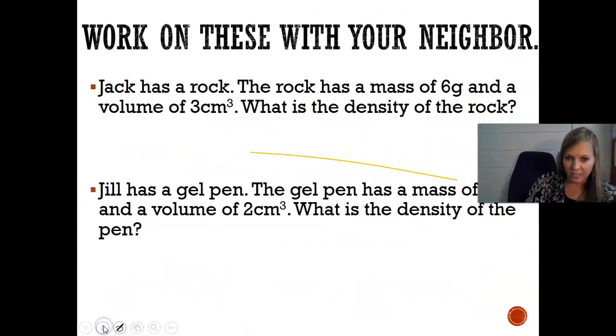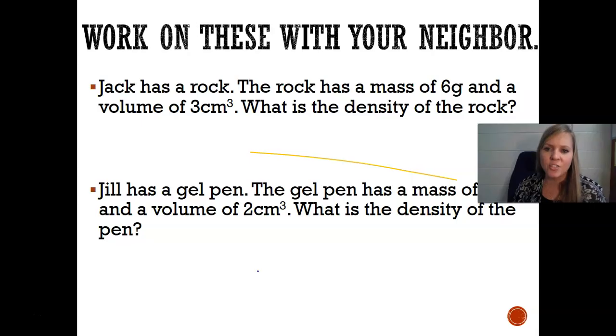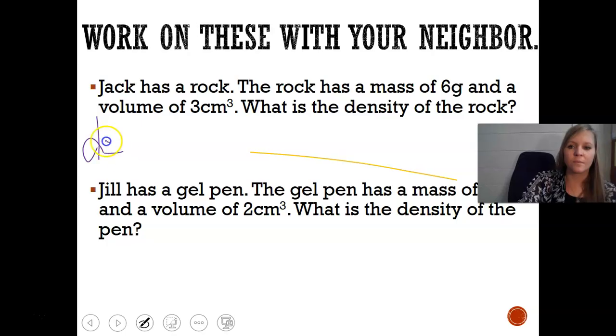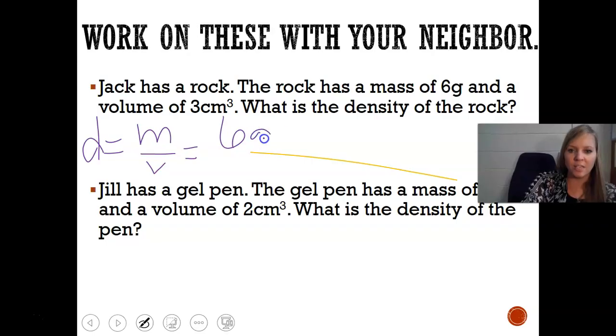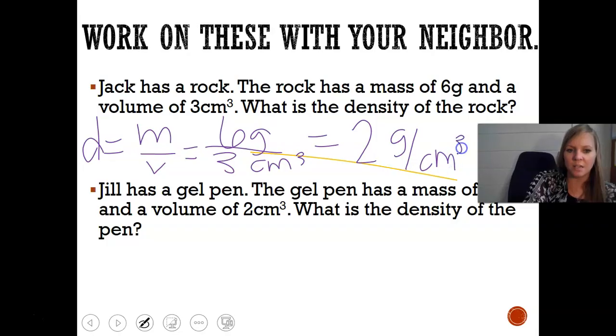All right, so let's look at the next one. The next one says, Jake has a rock. The rock has a mass of 6 and a volume of 3. What is the density of the rock? Can you solve this? Again, we're starting off with basic math. You probably don't even need a calculator. We want to make sure we're going down to 1 sig fig, and my answer is going to be 2 grams per centimeter cubed. So please catch that I'm getting this unit from right here, okay?